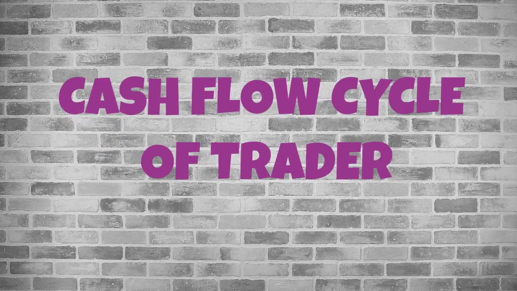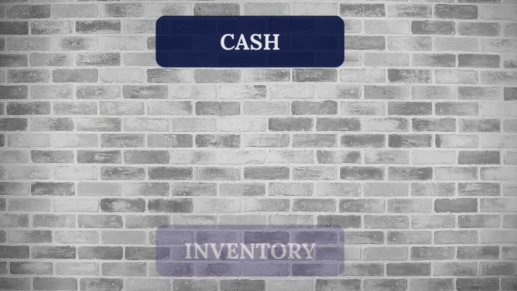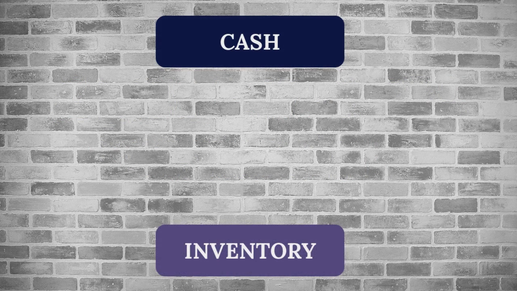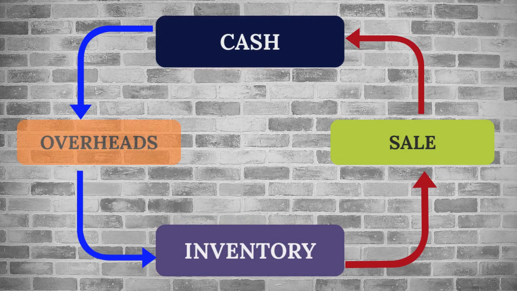So the cash flow of her business will look like this. Using cash, the trader purchases goods which she holds as inventory. Later, she resells the goods, which are sold for more than the amount paid for them, receiving cash. She will also incur cost of transport and cost of communication to sell her goods, which are also referred to as overheads.